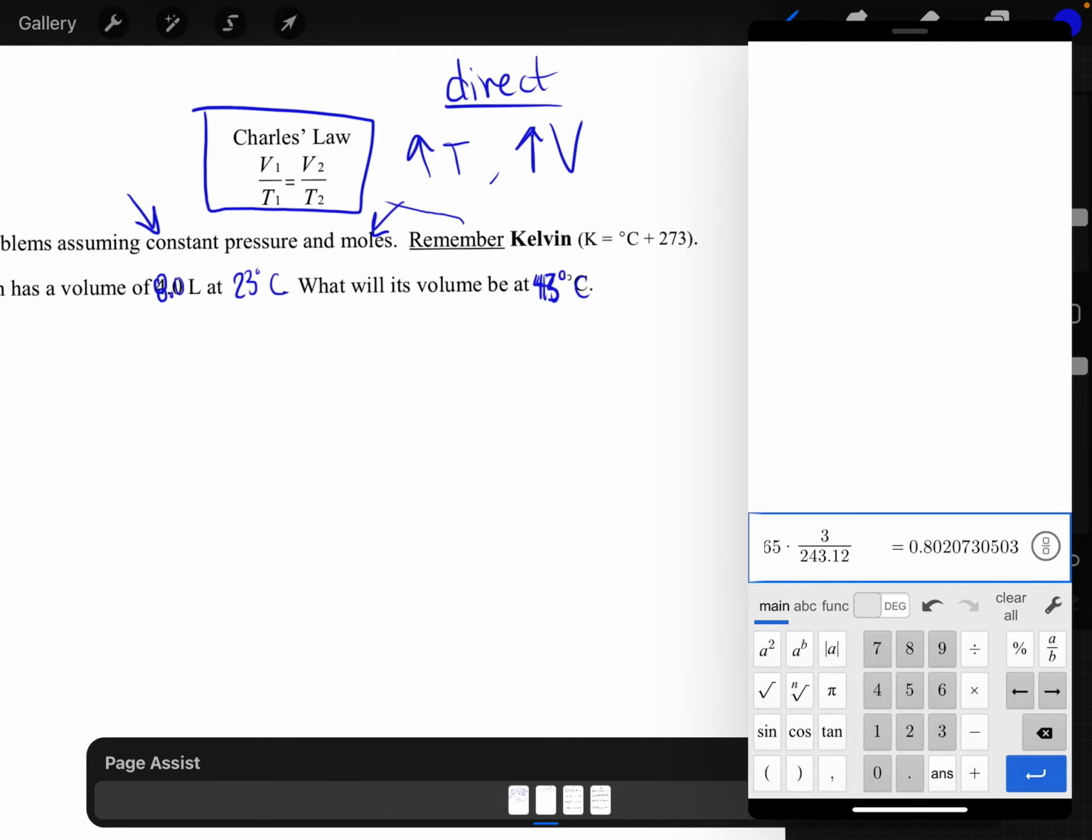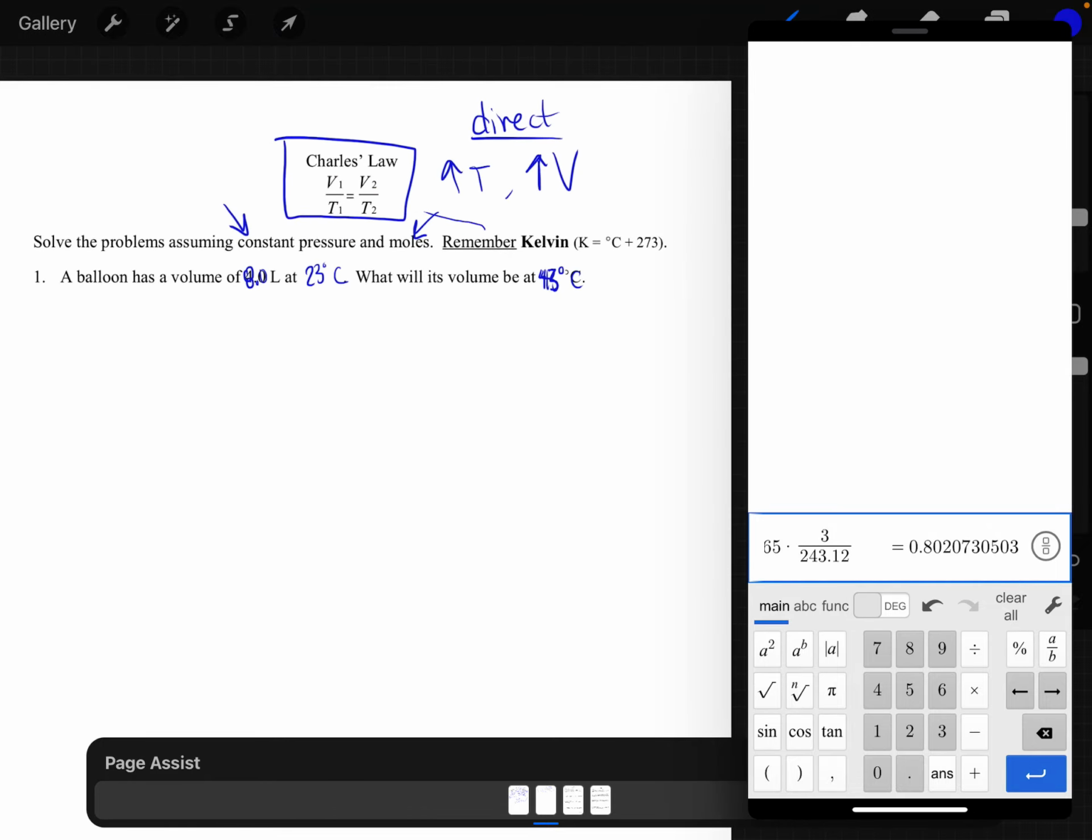Okay. So, my problem says a balloon has a volume of 8 liters at 23 degrees Celsius. What will its volume be at 43 degrees Celsius? If you're in my class, you know that we've been doing this method, but hopefully if you're in the other classes, you're also doing this method. If not, I highly recommend doing the GUESS method. So I just read my problem, I identified all the stuff that I'm dealing with, and now I need to write down my givens.